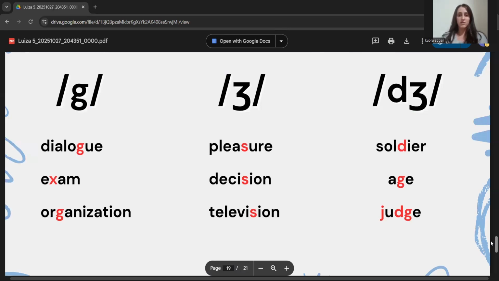Pronunciations of g, j, and j. So dialogue, exam, organization. These are words that are pronounced with g. Pleasure, decision, and television are pronounced with zh. Soldier, age, and judge are pronounced with j.